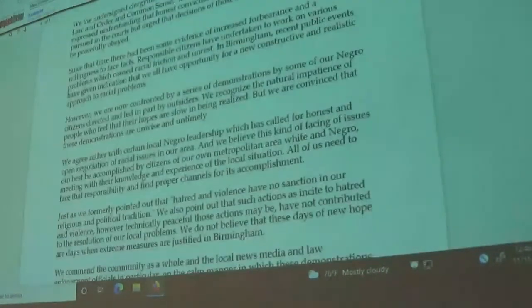Since that time, there had been some evidence of increased forbearance and a willingness to face facts. Responsible citizens have undertaken to work on various problems which cause racial friction and unrest. In Birmingham, recent public events have given indication that we all have opportunity for a new, constructive, and realistic approach to racial problems.